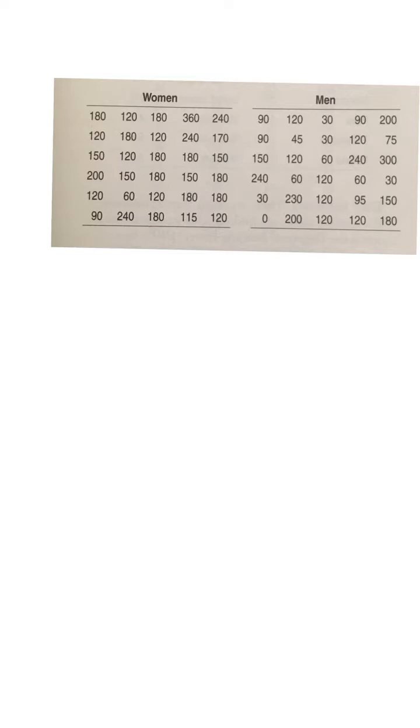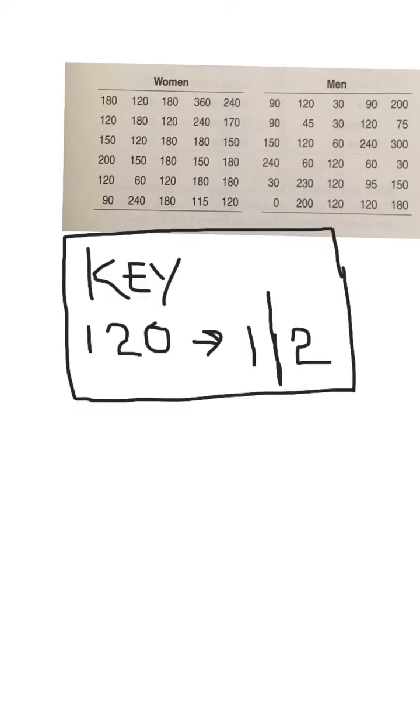Now I'm just going to get you started on this. So sometimes it's important to make a key. Let me see if I can write that out. So you really want to make sure that the reader understands what's going on. So you help them out by saying, okay, look, the number 120 is represented by a 1 and a 2 over here. This is our line. So this is like the stem and this is the leaf. So if you had this and this, it would be 120.